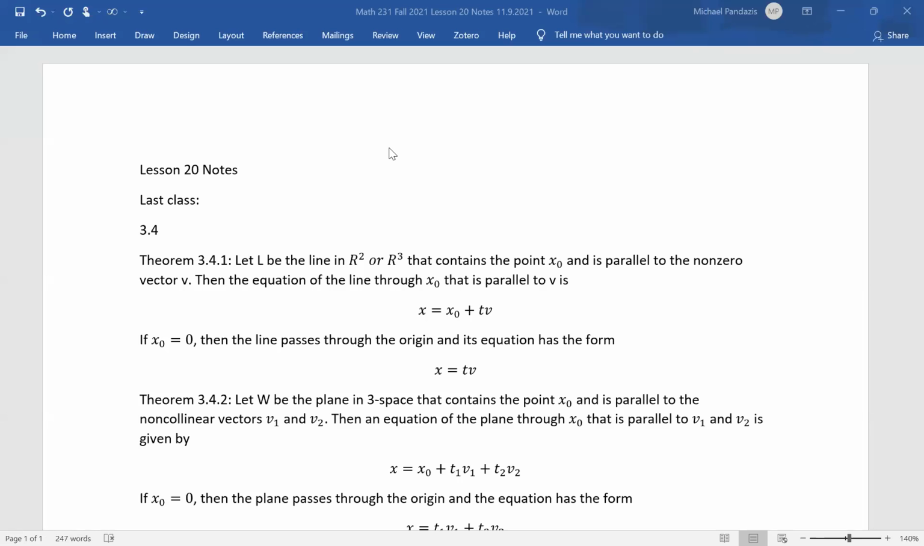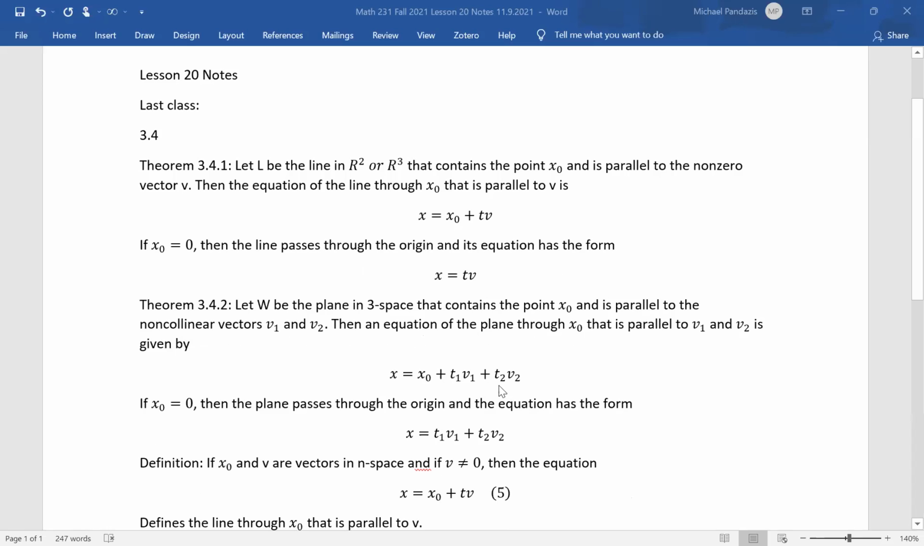Okay. Theorem 3.4.2: let W be the plane in 3-space that contains the point x naught and is parallel to the non-collinear vectors v1 and v2. Then an equation of the plane through x naught that's parallel to v1 and v2 is given by x equals x naught plus t1 v1 plus t2 v2. And if x naught equals 0, the plane passes through the origin and the equation has the form x equals t1 v1 plus t2 v2.